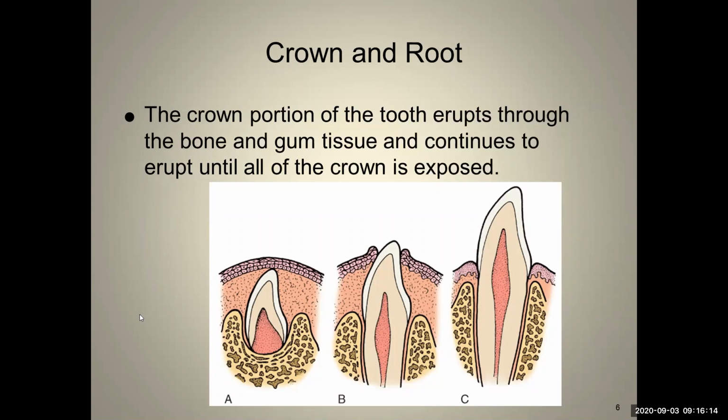So the crown portion of the tooth erupts through the bone and the gum tissue and continues to erupt until all the crown is exposed. So picture A is a tooth that is unerupted. Picture B, okay, in the center, you have the cusp tip or the incisal tip peeking out. And then picture C is when the tooth is fully erupted. You've got the crown, the enamel portion of the tooth, and the root, the cementum portion of the tooth.